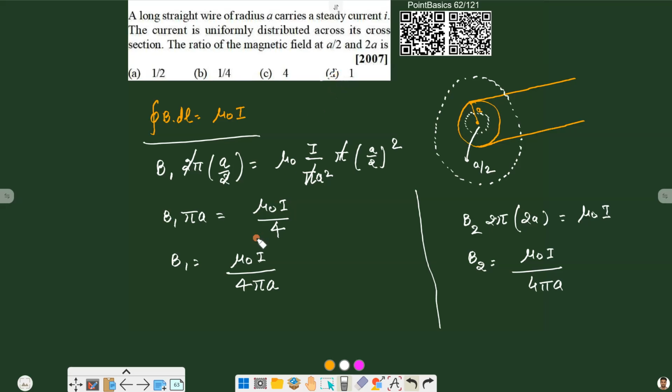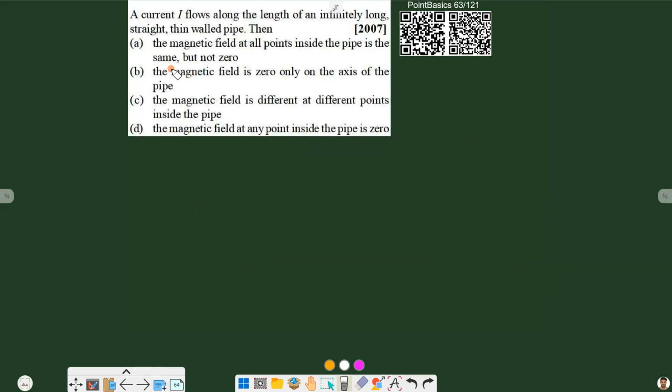Moving to the next one. The current I flows along the length of an infinitely long, straight, thin walled pipe. Then the magnetic field at all points inside the pipe is the same but not zero. Magnetic field is zero at the axis of the pipe. Magnetic field is different at different points. Magnetic field at any point inside the pipe is zero.